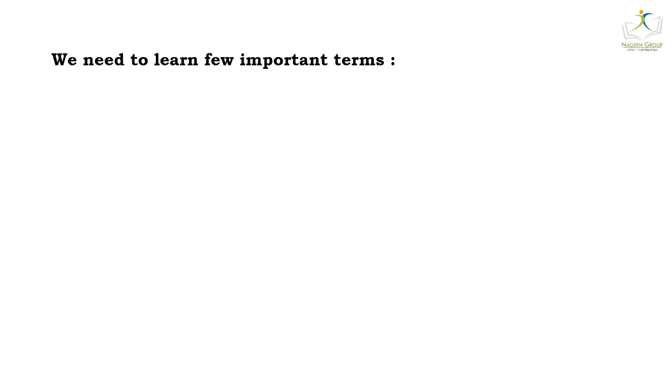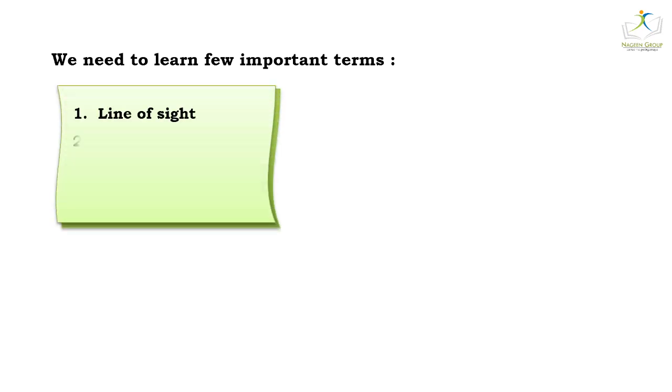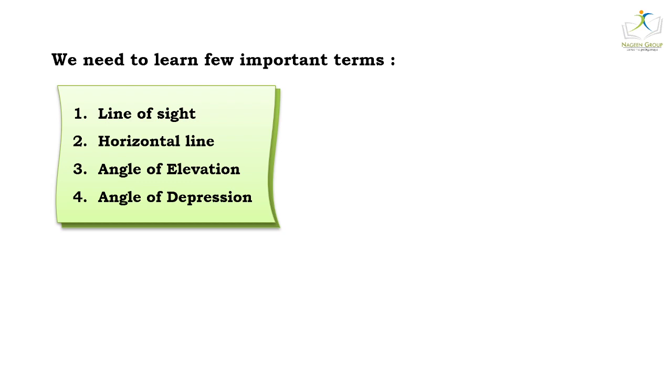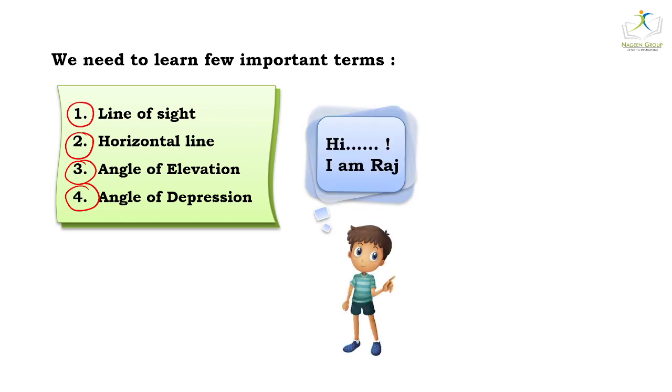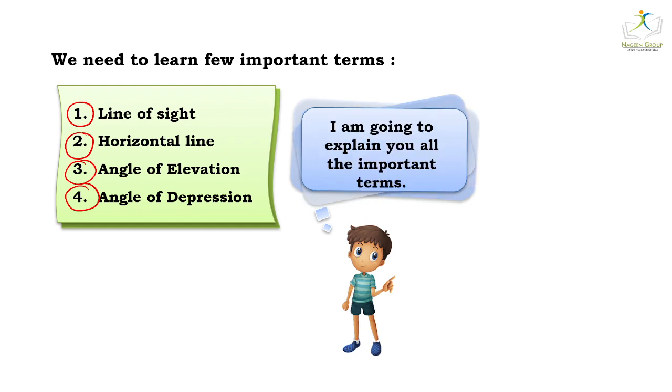We need to learn few important terms here. First is line of sight, horizontal line, angle of elevation, angle of depression. ये चार पॉइंट हम अच्छे से समझेंगे. First is line of sight, second horizontal line, third is angle of elevation, and fourth, that is angle of depression. Hi, I am Raj. I'm going to explain you all the important terms.